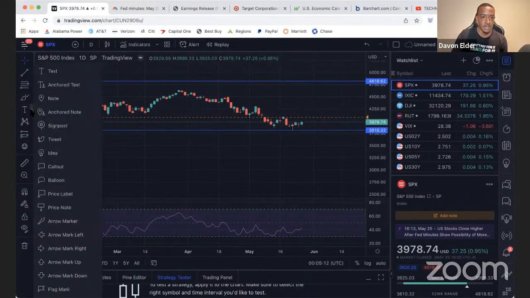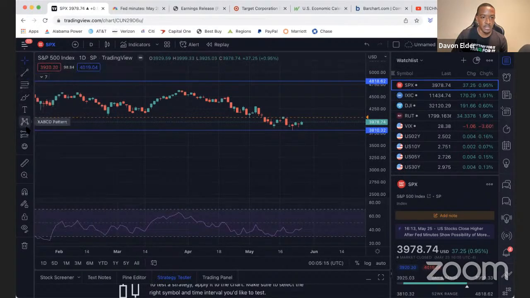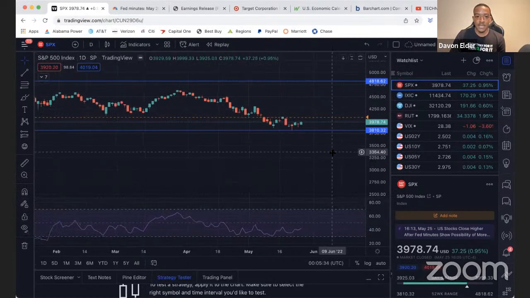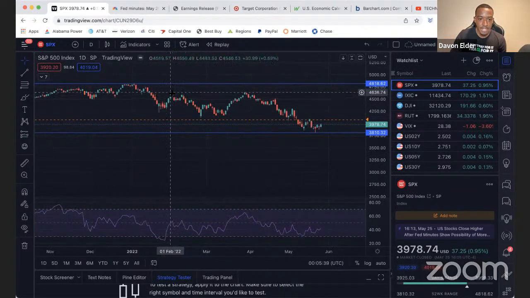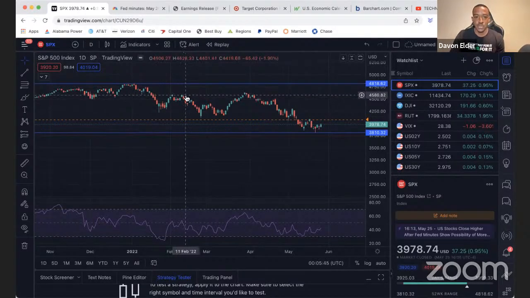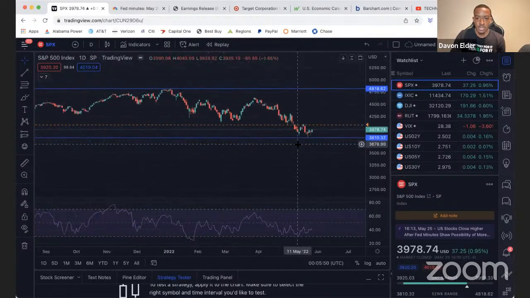So let me draw a little rectangle around this so I can show y'all what I'm talking about. Double bottoms are what we would call a reversal pattern. When you see a double bottom, it could indicate the end of a downtrend. It's pretty much the same thing as a double top. We had a double top back in early February, which is considered a bearish pattern, because when you hit resistance 2 times, we're breaking down.